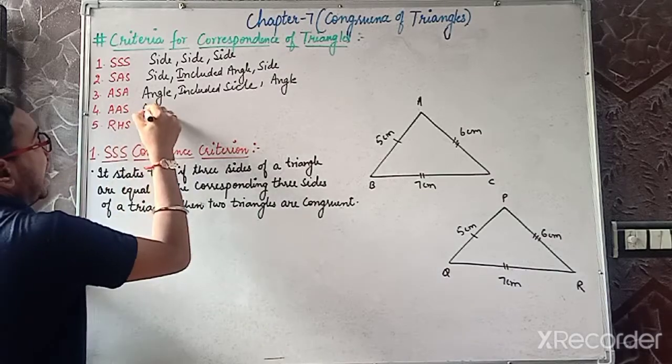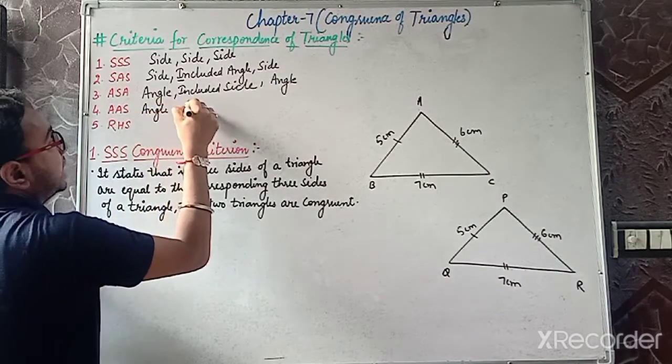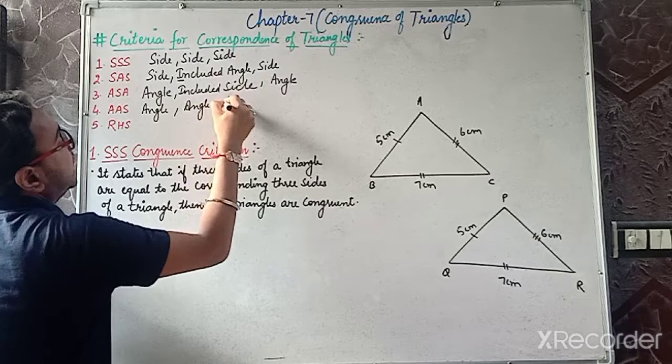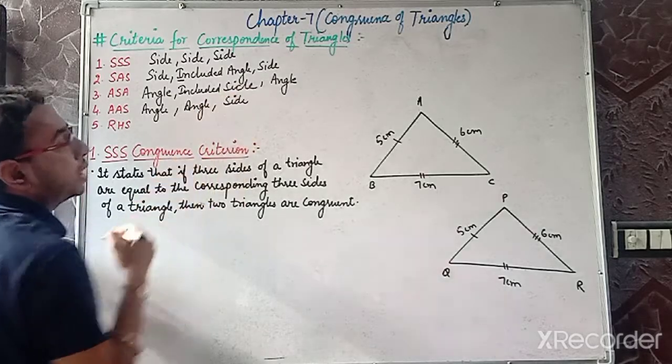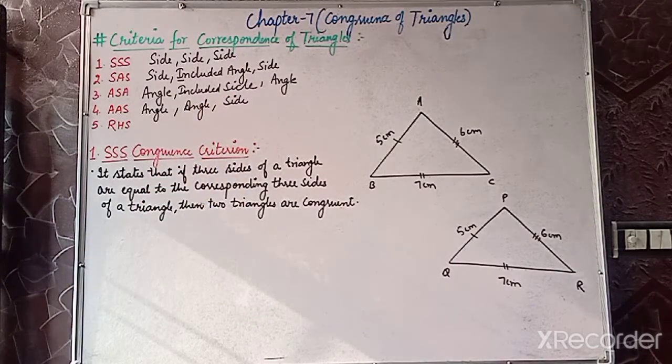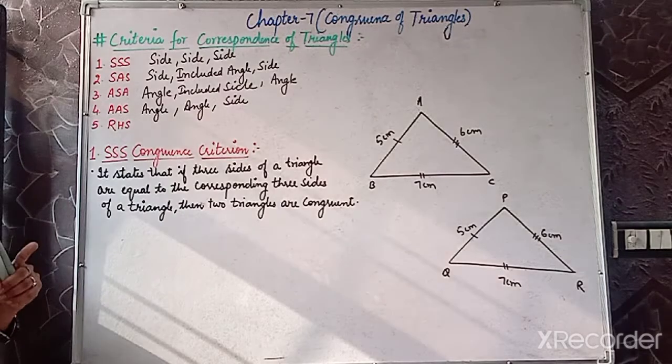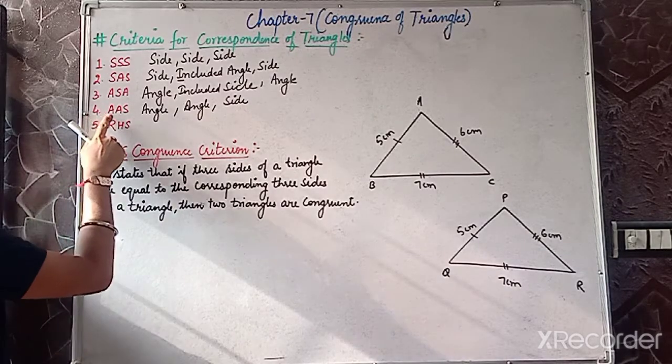It means angle, angle, and this side can be any side, not the included side. If it were the included side, it would be ASA. If the side is not included between two angles, we'll call that AAS.